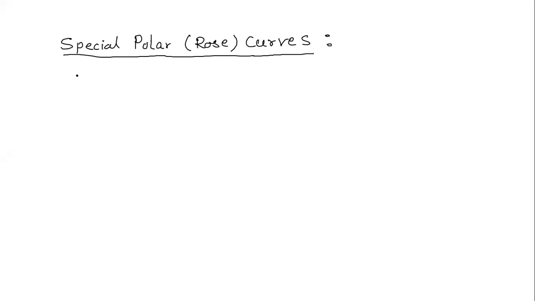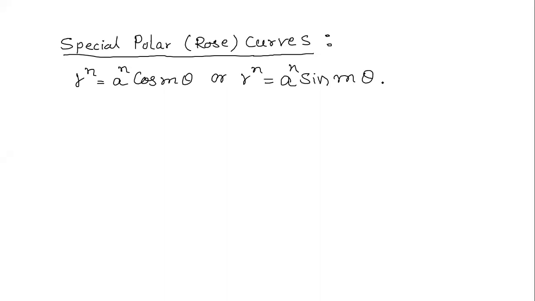If we have an equation of the form r to the power n is equal to a to the power n cos of m theta, or r to the power n is equal to a to the power n sin of m theta, where m and n are natural numbers, then these are called Rose equations. Okay.